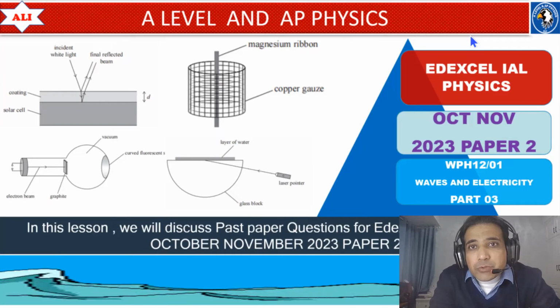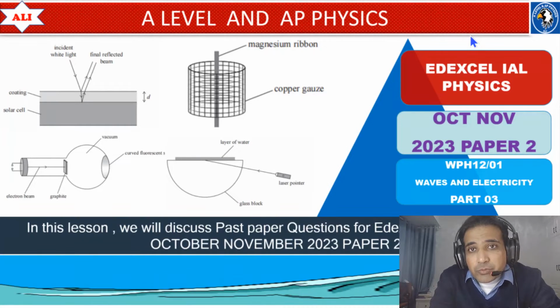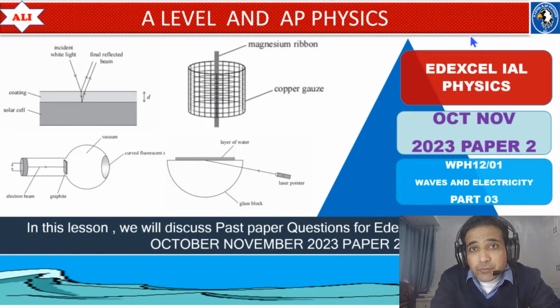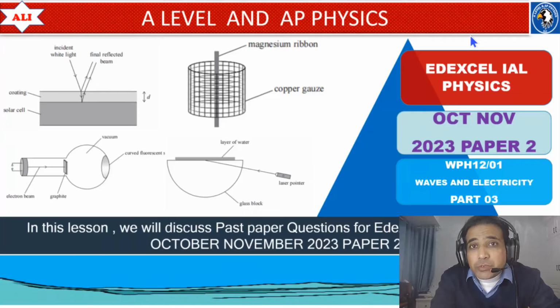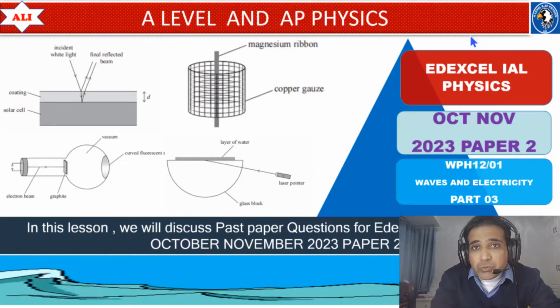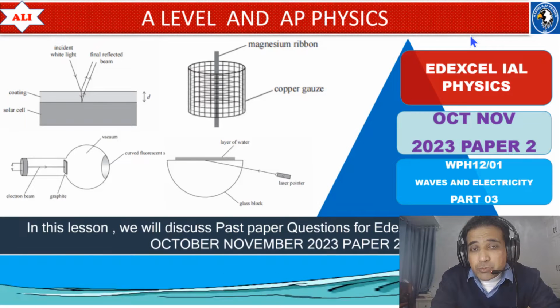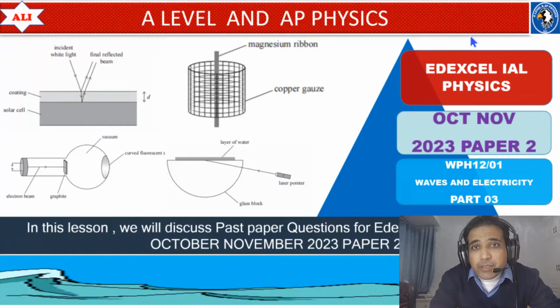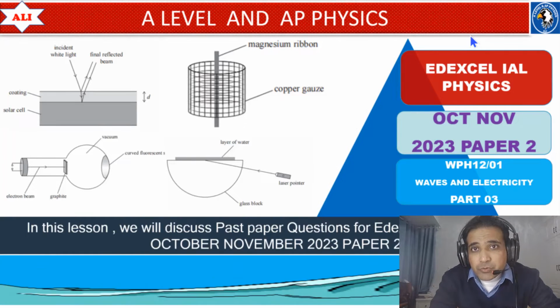In today's lesson, we will discuss past paper questions from October-November 2023 paper 2. We will start from question number 15 and try to cover all remaining questions in today's lesson. As always, we will discuss these questions in detail so you can improve your conceptual understanding of physics and have a better understanding of these questions. Let's study together, let's improve together.